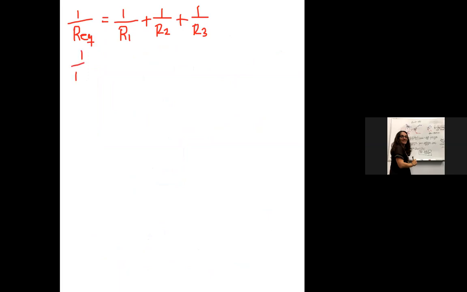So 1 over R equivalent is 1 over 3. It's really hard to write on these tablets. I apologize.